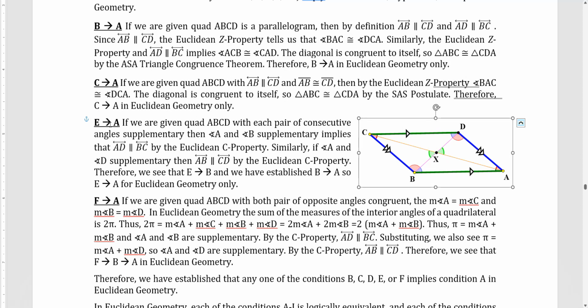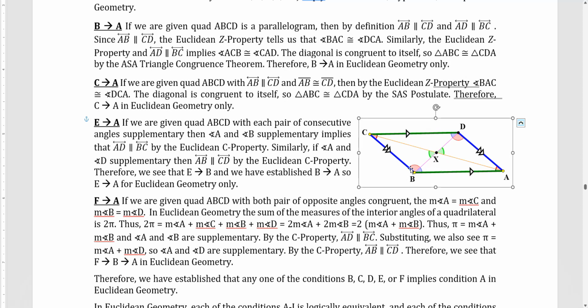Okay, what's next? E implies A. So what's E? E says if we're given quadrilateral ABCD with each pair of consecutive angles supplementary, which by the way is only even possible in Euclidean geometry, then that's enough to make everything parallel. This one doesn't have any diagonals. If you have angles ABC and BCD, the big interior angles at B and C are supplementary. That makes the top and bottom, the green ones, parallel by the C property.